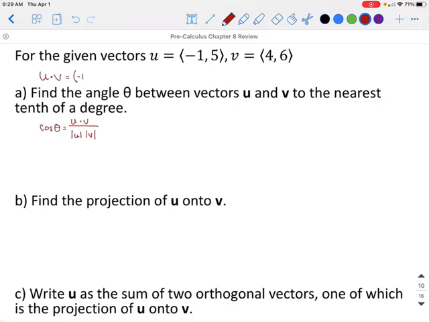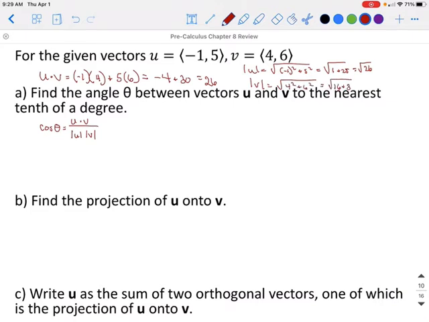So let's find u dot v first. Remember, it's first piece times the first piece plus the second piece times the second piece. So we're going to get that u dot v is equal to 26. Next, we need to find the magnitude of vector u. So it's going to be negative 1 squared plus 5 squared, or radical 26. And the magnitude of v is going to be 4 squared plus 6 squared, or 16 plus 36, which will give us radical 52.